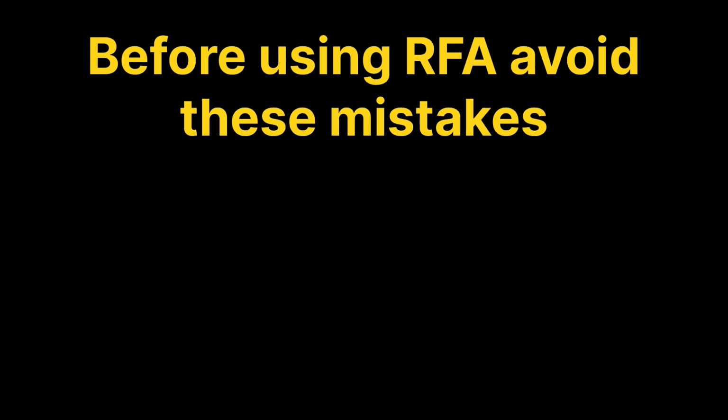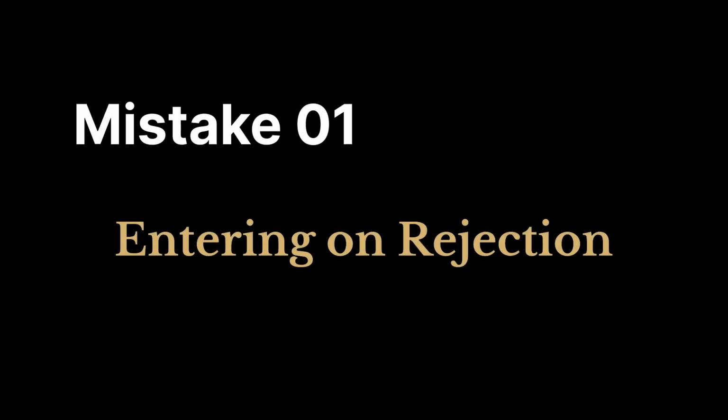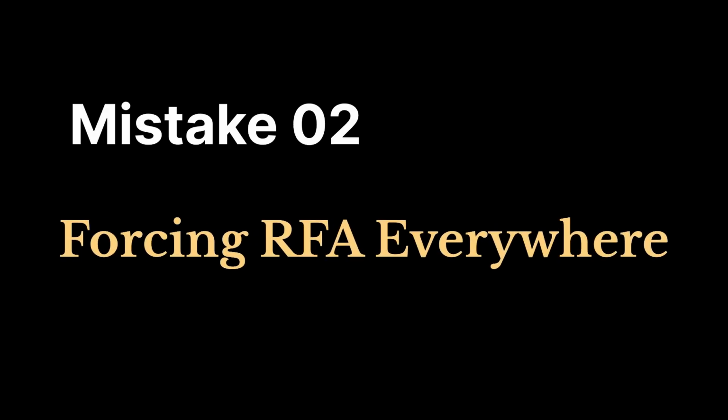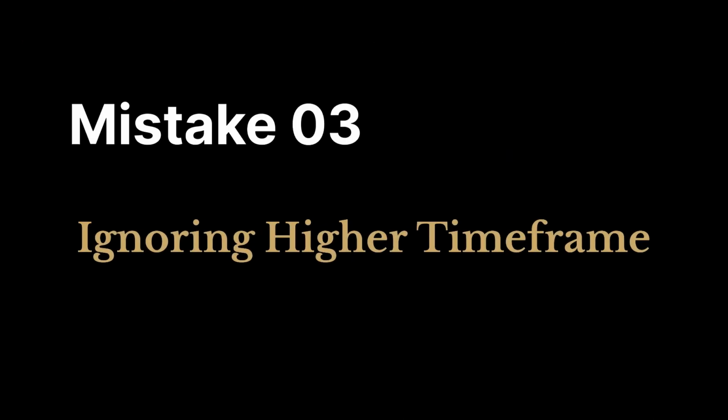Before you start using this framework, there are a few common mistakes you should avoid at any cost. The first mistake is entering on a rejection candle alone. Just because you see a long wick or a strong rejection candle, it doesn't mean the market is ready to reverse. Rejection is only the first clue, not the complete setup. The second mistake is forcing RFA everywhere. Not every support or resistance will always produce a valid RFA setup. If you have to convince yourself that it's an RFA setup, it probably isn't, because the best setups are usually obvious.